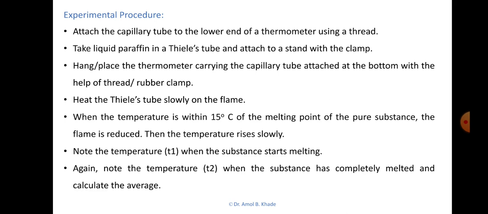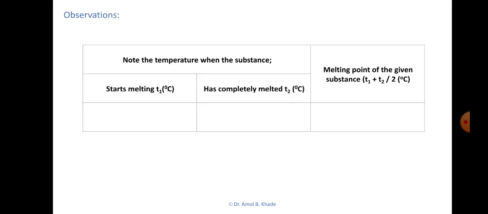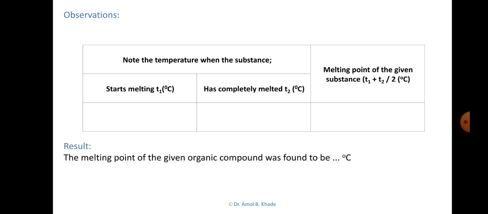And then you can calculate the average of these temperatures, that is, you can sum T1 and T2 and then divide by 2, so you will get the average temperature of this particular substance. So this is how you can record your observation. Note the temperature when the substance started melting, refer to it as T1, and when it completely melts down, refer to it as T2, and then take the average, T1 plus T2 by 2, and report it in degrees Celsius. So you can write the result: the melting point of a given organic compound was found to be whatever temperature you are getting. You can note that down, let's say it is 134 degrees Celsius, okay, which is for urea.